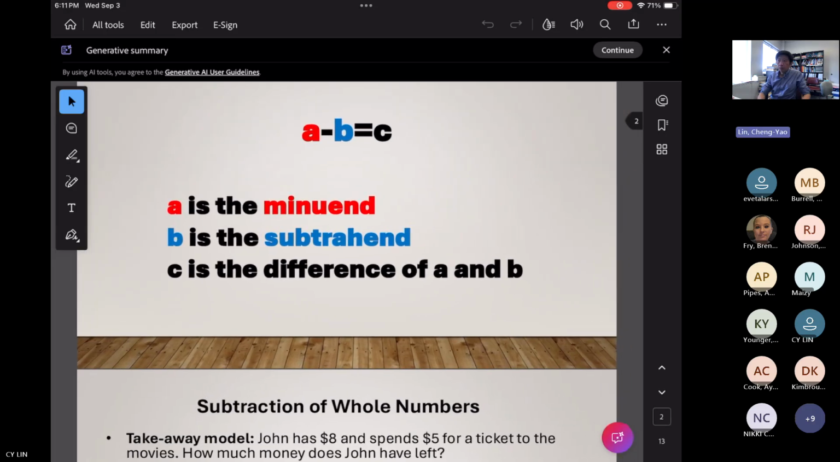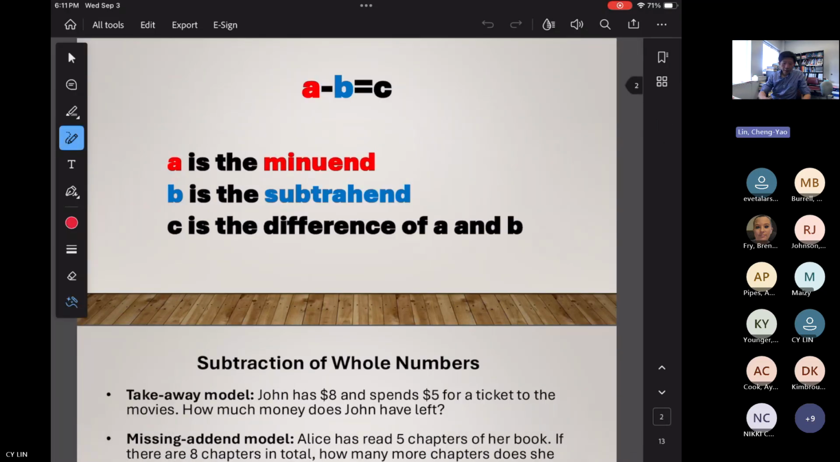A minus B equals C. Now we have a name for each. What's the A? A is called a minuend. B is called a subtrahend. And then C is the difference of A and B. Okay, so we have the name for each. That's A, that's B, and that's C.